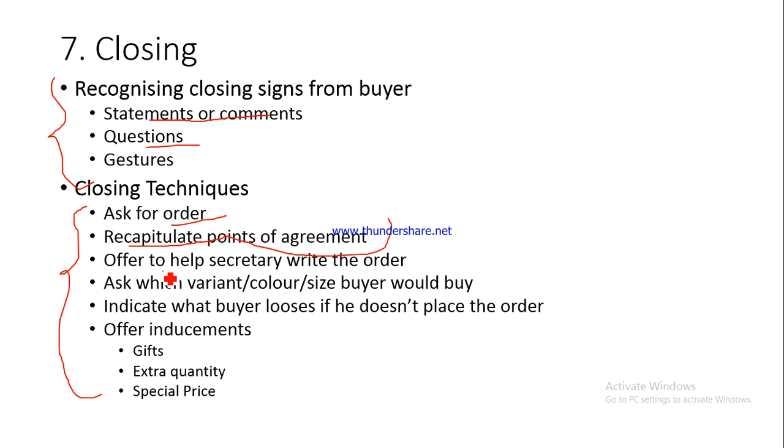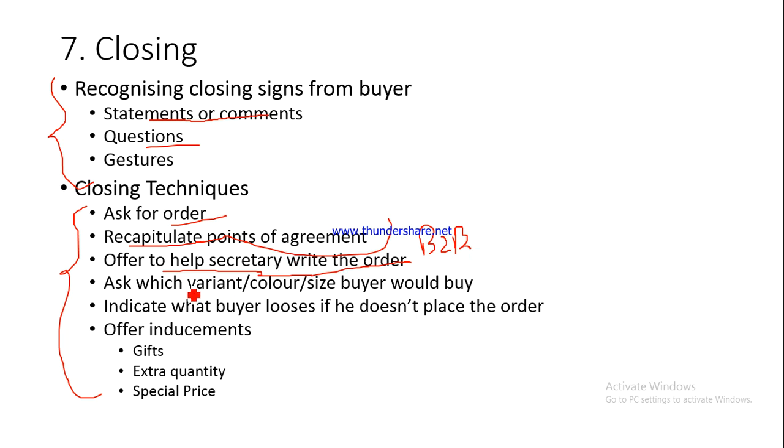Or you can help the secretary, you can offer your help so that the secretary can write the order. Now this would be in the case of B2B, where the buying committee would be different and the secretary would be there to assist the buying committee, which will actually be writing the order. So you'll offer your help and you'll say, okay sir, I will help the secretary, Pandey sahab, in writing the order. So this will indicate to the buyer that okay, you are going to finish your sales call now.